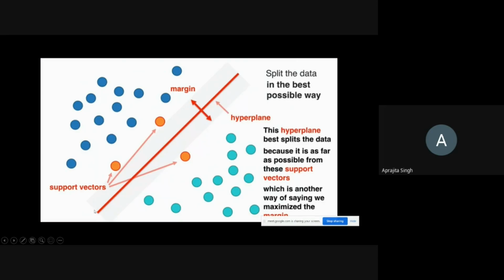The line that is separating is the hyperplane. There are margins. These are the lines which are going to pass through the nearest points, and these nearest points are what are called support vectors. So the hyperplane splits the data because it is as far as possible from these support vectors, which is another way of saying we maximize the margin. So what are we looking at? We are looking at maximizing the margins.